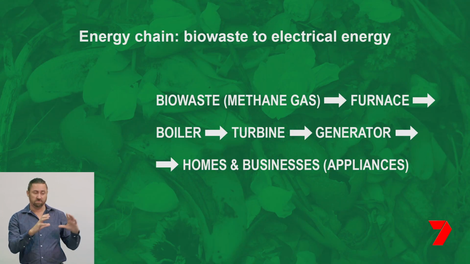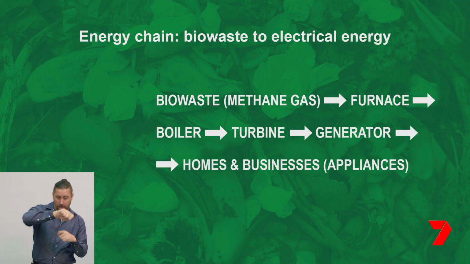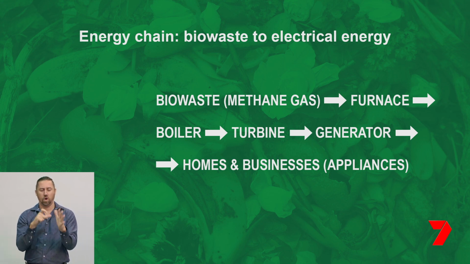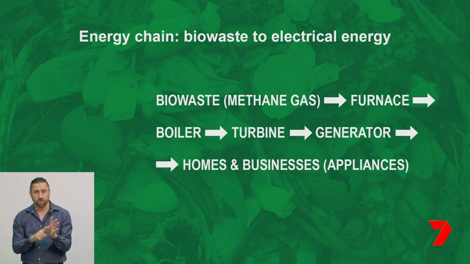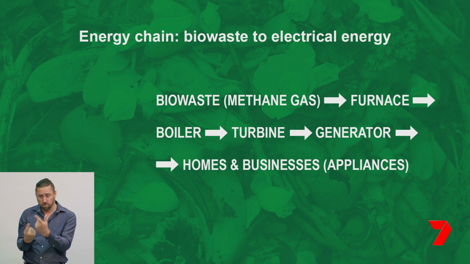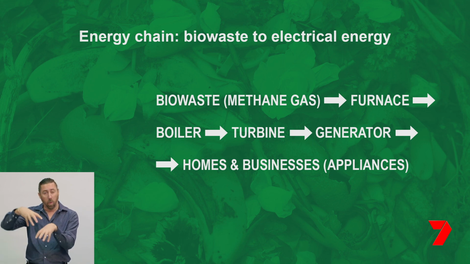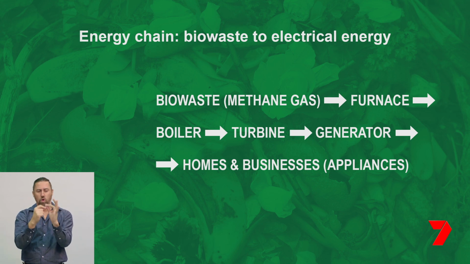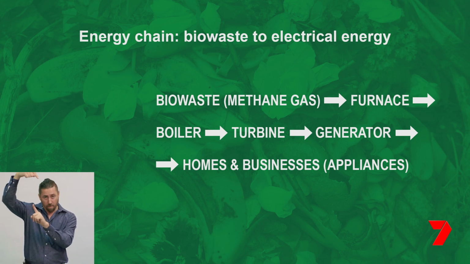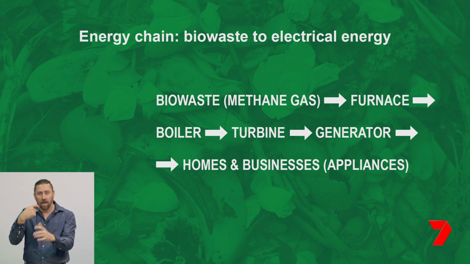Let's explore the steps in that energy chain. Step 1. To release the energy stored in the methane gas, it must be burned in a furnace that produces heat energy. Step 2. The heat energy heats up the liquid, usually water, inside a boiler to produce steam. Step 3. The steam is then piped to a turbine. Step 4. The steam pushes and spins the propeller in the turbine, producing rotational kinetic energy.